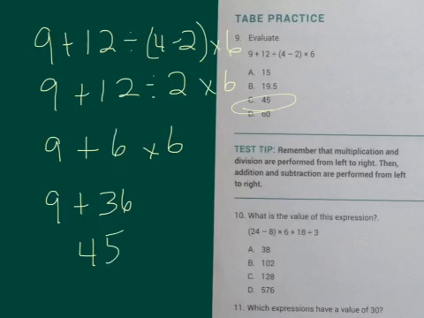It says remember that multiplication and division are performed left to right, then addition and subtraction are performed from left to right. So let's go ahead and look at number 10. It says, what is the value of the expression?